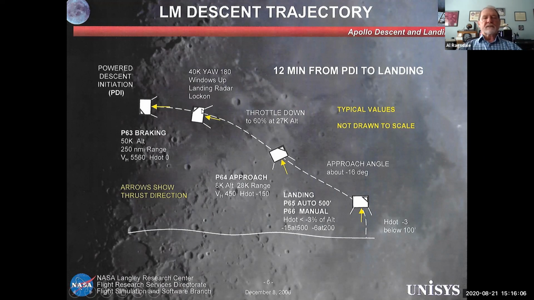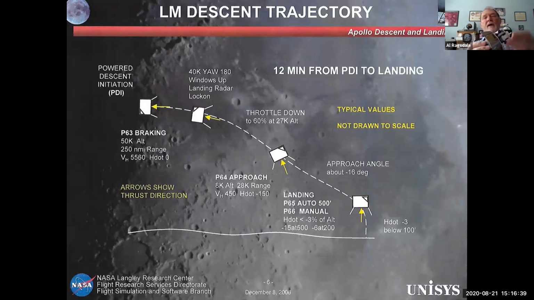At around 40,000 feet, now the LEM was flying... let me get my toy here. Okay, the LEM was flying like this. Their windows are pointed down towards the moon, and the engine's thrusting to slow it down. During P63, the thrust was kept approximately opposite the velocity vector. If you did that perfectly, that's what they call a gravity turn. But it was close to a gravity turn. The thrust vector was pointed along the velocity vector.